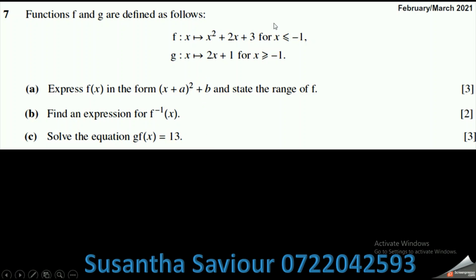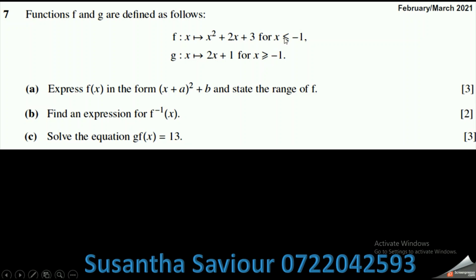Function, this is also February-March 2021, same CIE paper. f(x) is equal to x squared plus 2x plus 3. The domain is x is less than or equal to minus 1. Then g(x) is defined as 2x plus 1. Here the domain is x is greater than or equal to minus 1. Here x is less than or equal to minus 1. Here x is greater than or equal to minus 1.